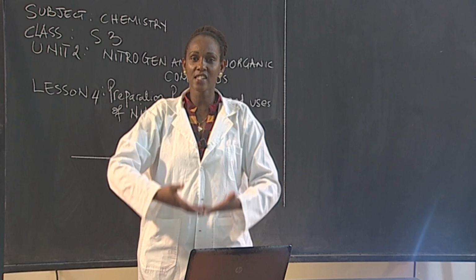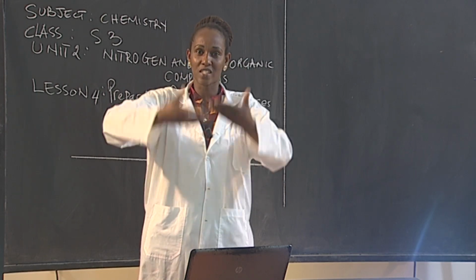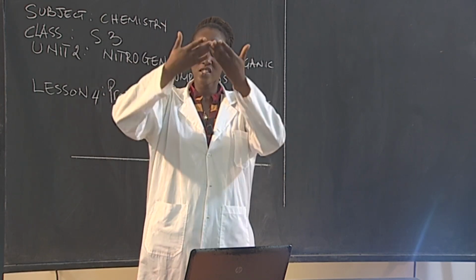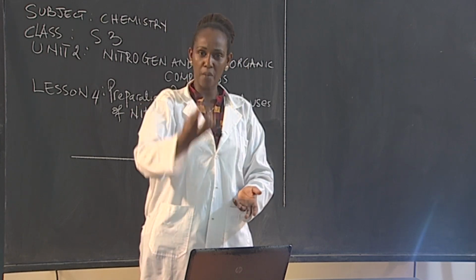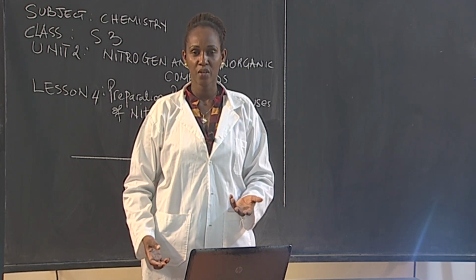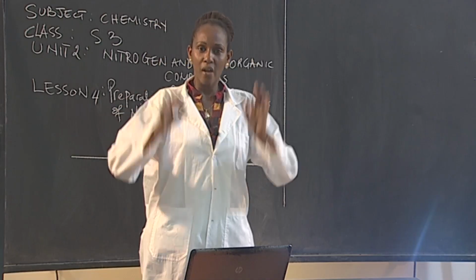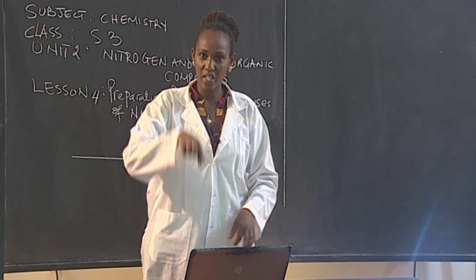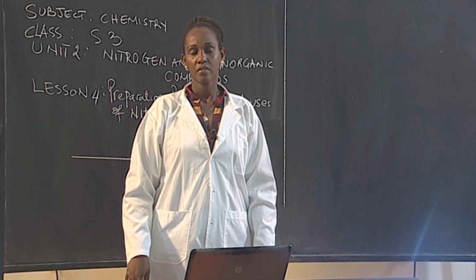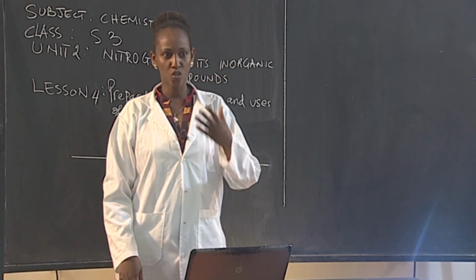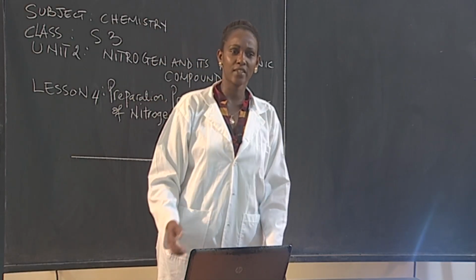Something which is less dense is always on top, floats. So if it floats, we expect it to be up and it is collected upward. Very simple for you. Something which is more dense, we expect it to be down. That's why the delivery tube would face downward. All right? Good. So the confirmatory test.